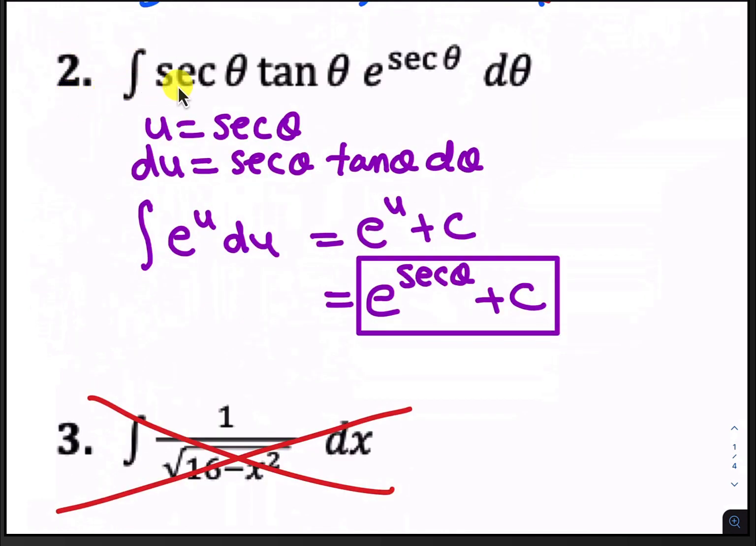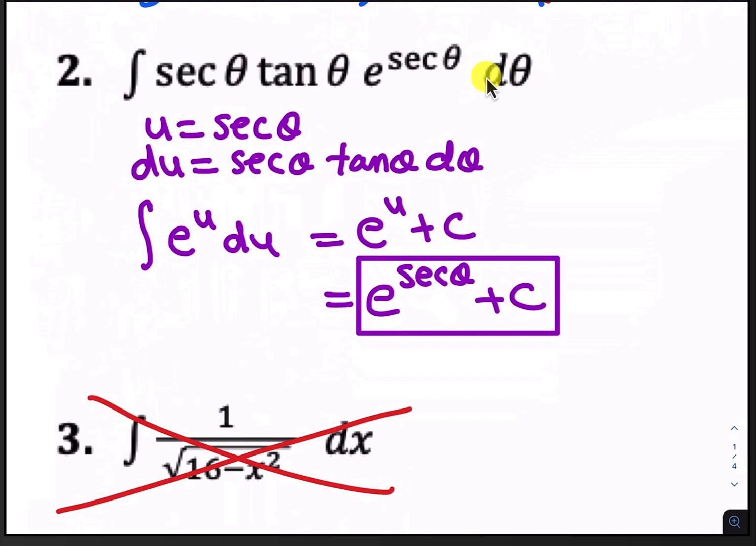And here's number 2. We have the integral of secant times tangent times e raised to the secant theta d theta. In this case, we're going to let u equal secant theta. And the derivative, or the du, would be the derivative of secant, which is secant theta tangent theta d theta. And that works out perfectly because we have secant theta tangent theta d theta within our problem.